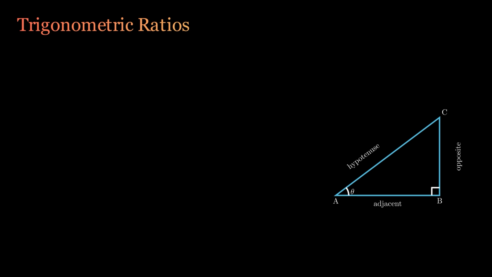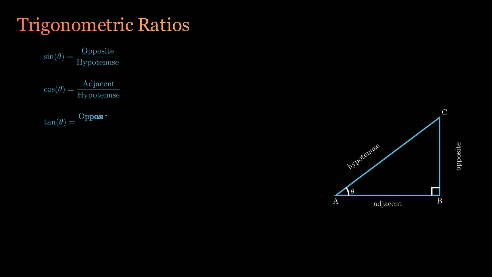Now let's get into the formal definition of the key trigonometric ratios. Sine of angle theta equals opposite side divided by hypotenuse. The sine of angle theta is the ratio of the opposite side to the hypotenuse of the right triangle. Cosine of theta is the ratio of the adjacent side to the hypotenuse.